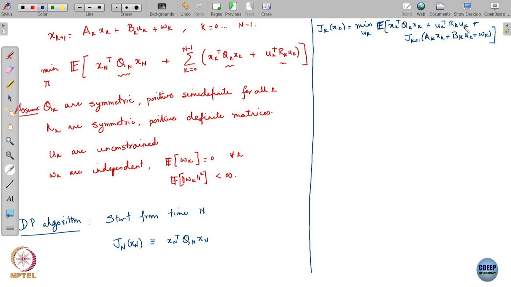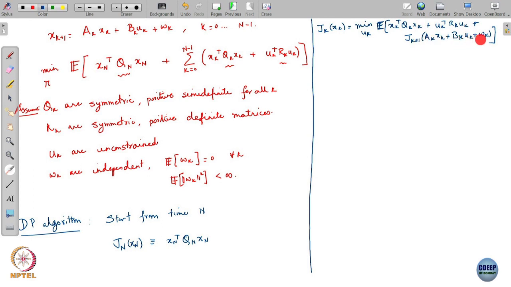And when you minimize it, you would get u k by setting simply the derivative of that quadratic to be equal to 0. And on solving that equation where the derivative is set equal to 0, the optimal u k, u k star, would be a linear function of x k, ok.